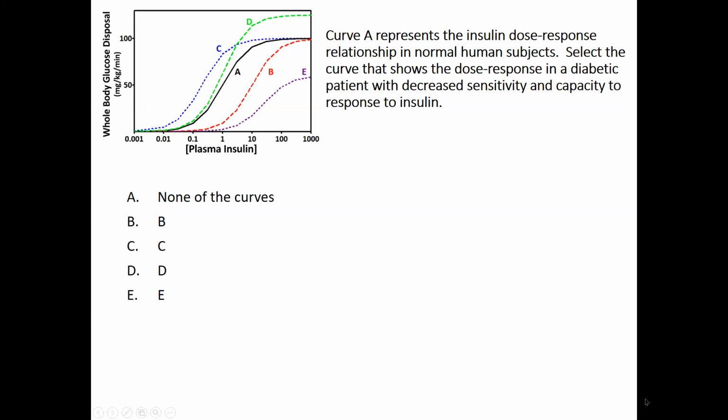These are some typical types of questions that we might have on the quiz. Here I'm showing you whole body glucose disposal, 0 to 100%, versus the plasma insulin concentration. Curve A is a normal human subject. Which one of these other curves, B, C, D, or E, would you expect would respond to a diabetic that has both decreased sensitivity and capacity to respond to insulin?